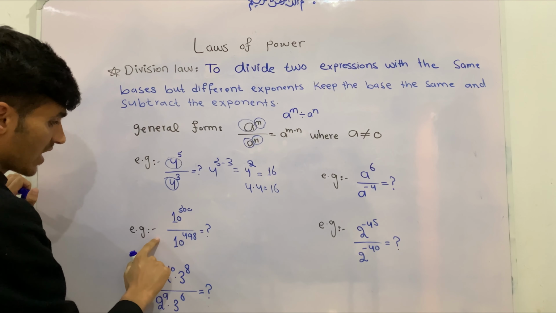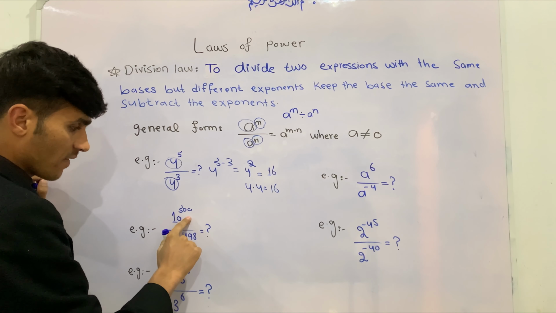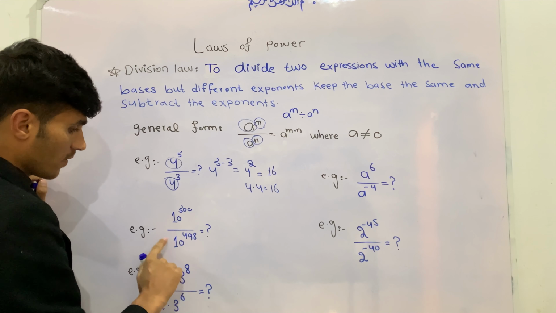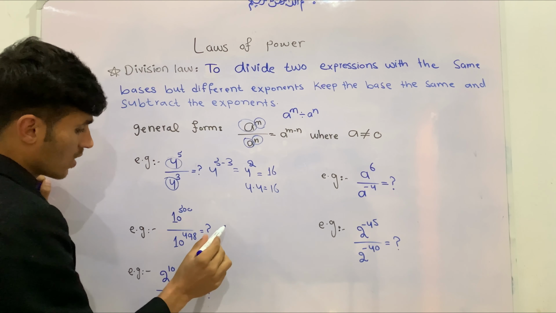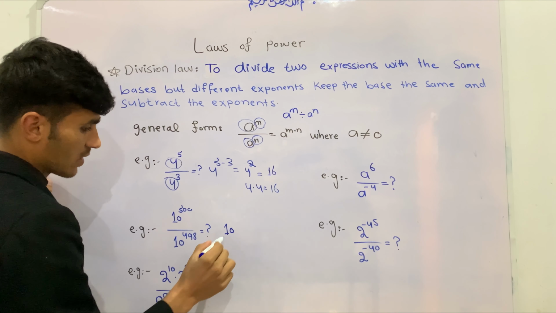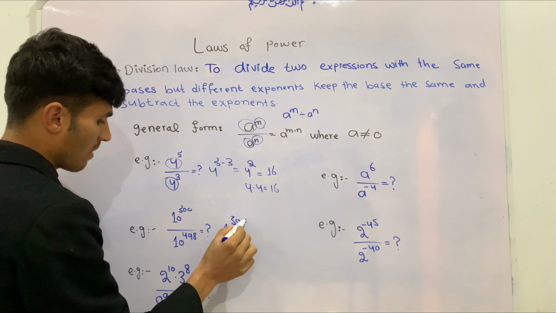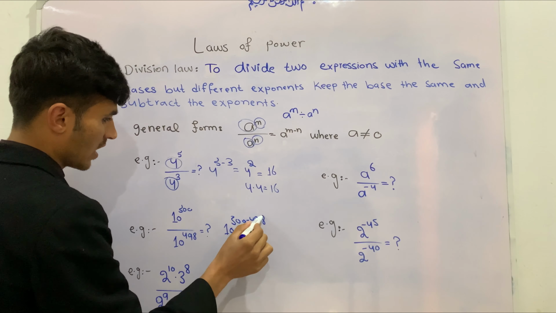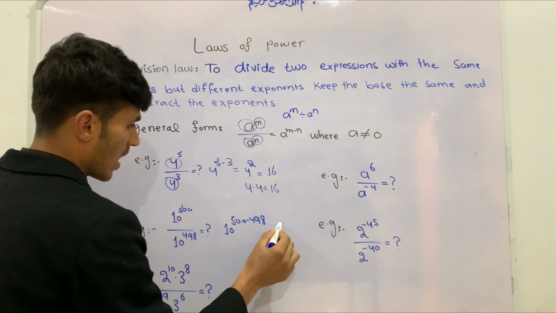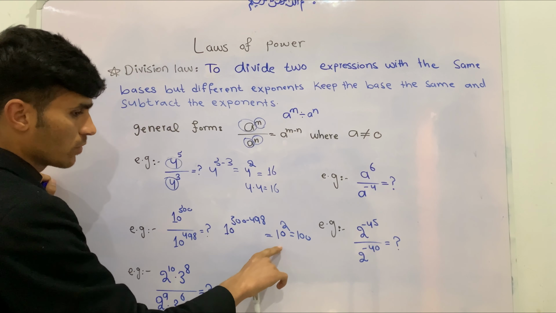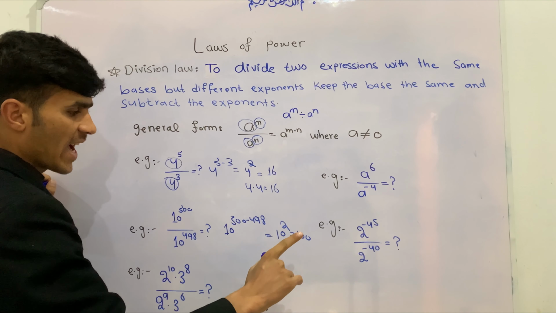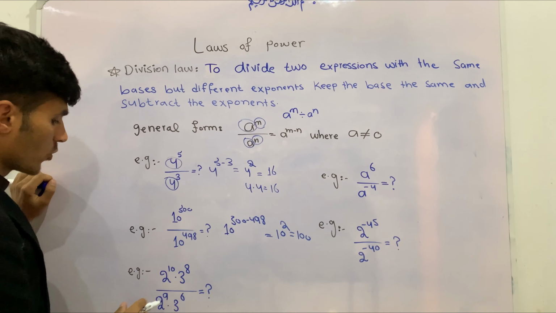Look at the second example: 10 to the 500 divided by 10 to the 498. Of course, we have the same base, and 500 minus 498 gives 10 to the power 2, which equals 100. 10 to the power 2 means 10 multiplied by 10, which equals 100.